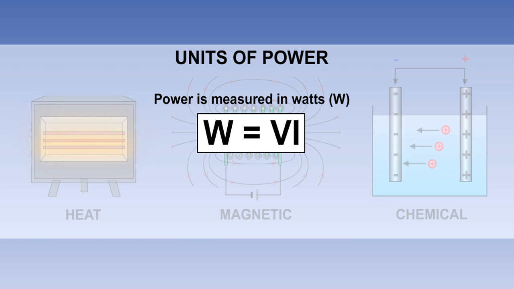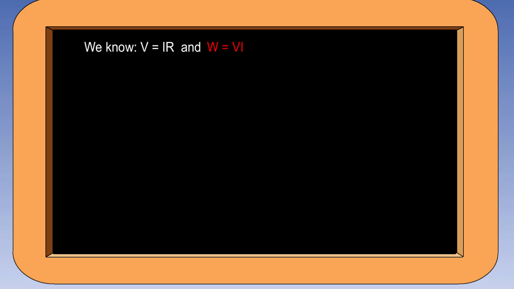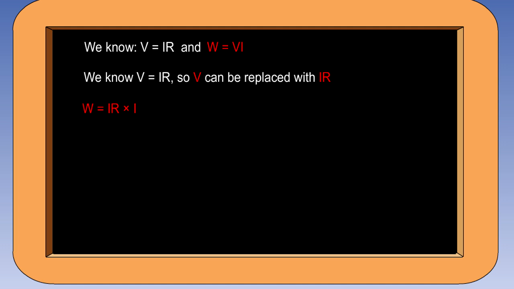By using Ohm's law in the power formula, we can derive some other formulae for calculating power as a function of resistance and current, or resistance and voltage. We know from Ohm's law that V equals IR. So in the power formula, we can replace V with IR. The power in a circuit in watts, therefore, can be calculated using the formula I squared multiplied by R.